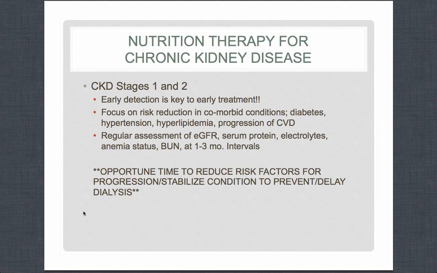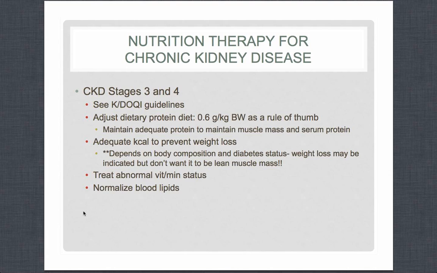Again, identifying chronic kidney disease early is really very important, because then it gives you the greatest opportunity to focus on risk factor reductions and stabilize things. Stage 3 and 4, again, it's a good idea to look at the National Kidney Foundation guidelines. Adjusting dietary protein to 0.6 grams per kilogram body weight is a good rule of thumb.